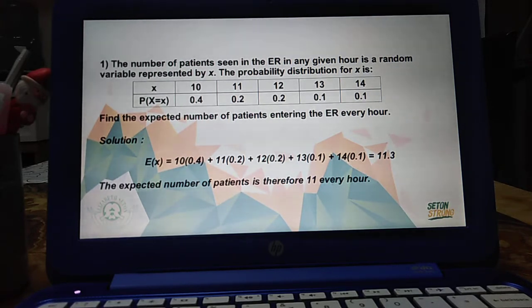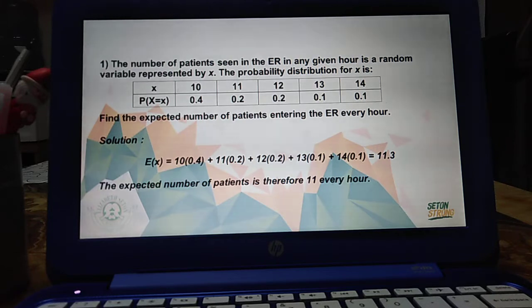Okay, for number 1, you were given the table wherein X is the number of patients seen in the ER. So, X, a random variable, represents the number of patients seen in the ER in any given hour. The probability distribution contains the random variable and its probability.